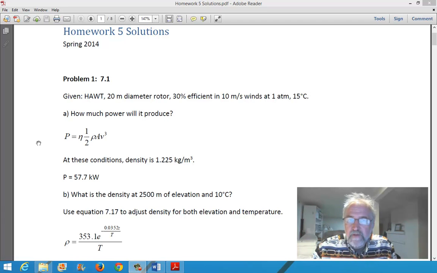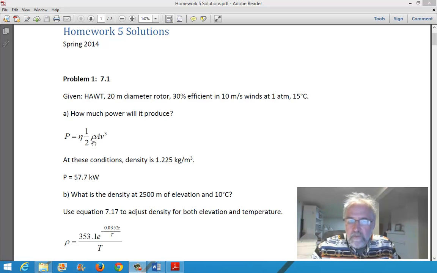So the first problem I assigned was problem 7.1 from the textbook. This was one to just think about how the density of the air changes under different conditions and how that affects the power production of a wind turbine. So we have a horizontal wind turbine, 20-meter diameter rotor, 30% efficient, 10 meter per second winds, standard conditions. So how much power will it produce?